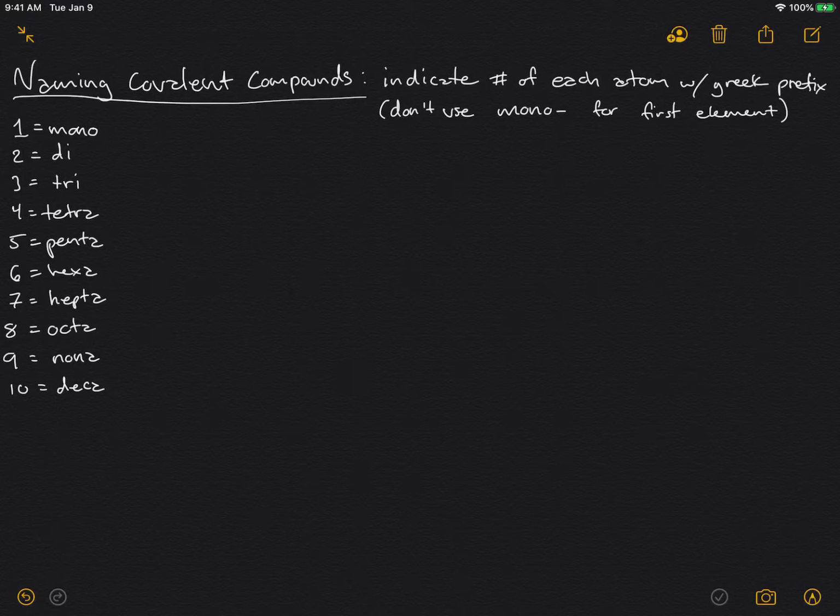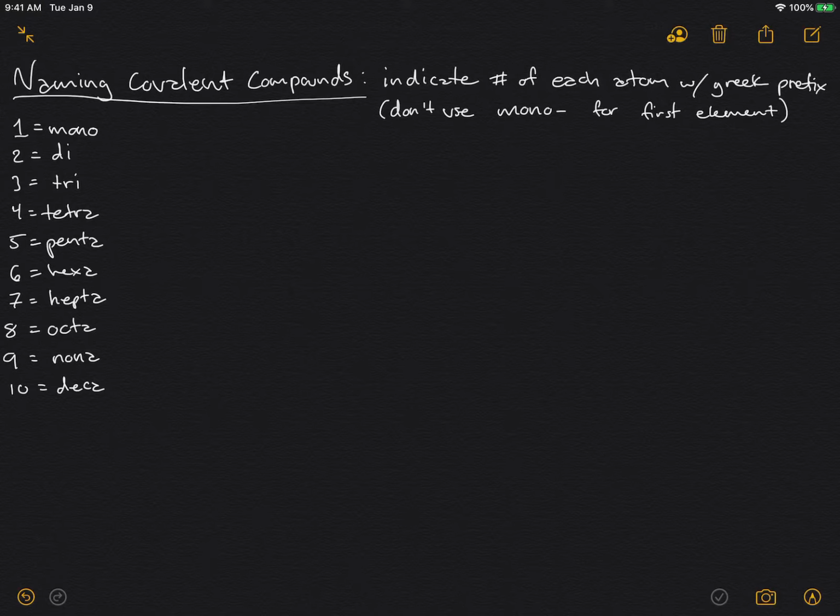Now we'll learn how to name covalent compounds, also called molecular compounds. And you can always spot a covalent compound versus ionic compounds because covalent compounds contain a nonmetal and another nonmetal. You'll see those on the top right of the periodic table. Ionic compounds usually contain a metal and a nonmetal.